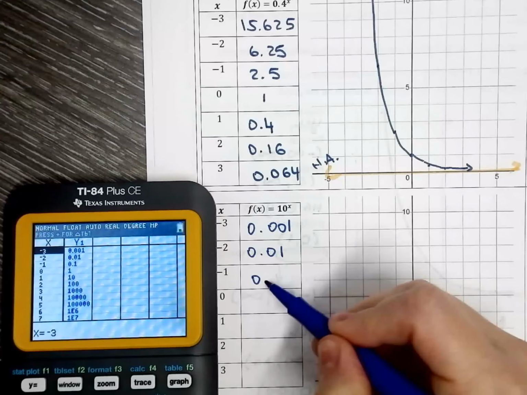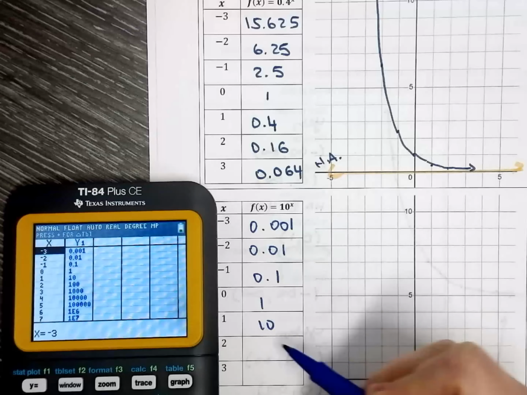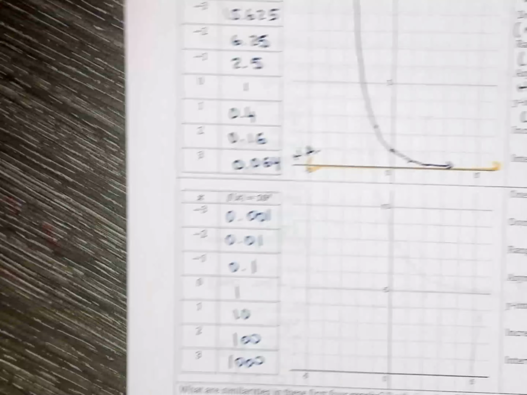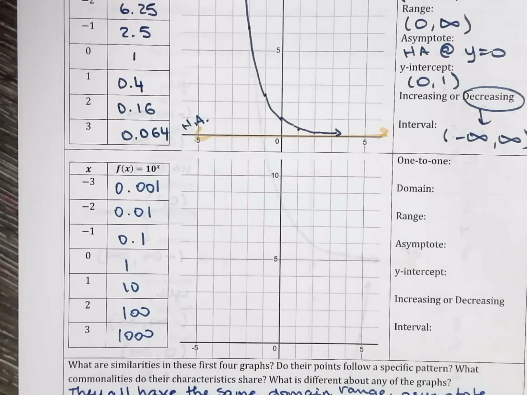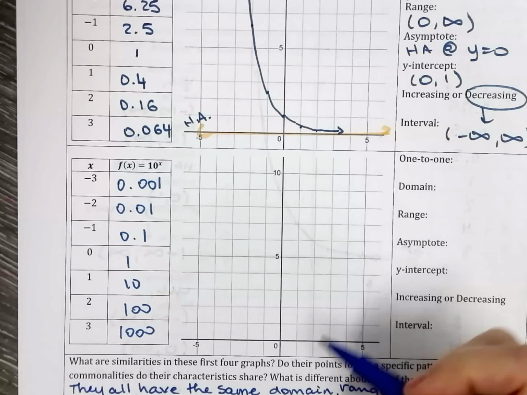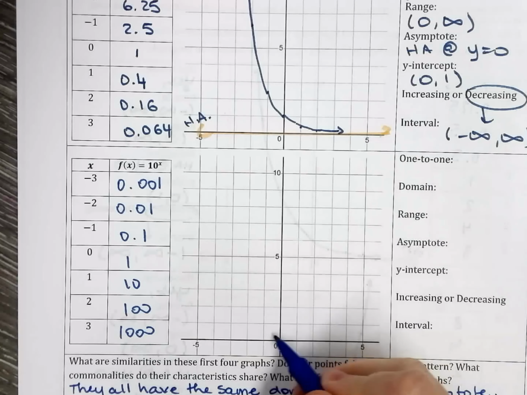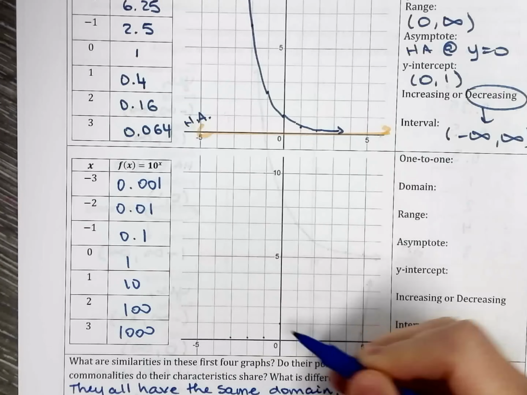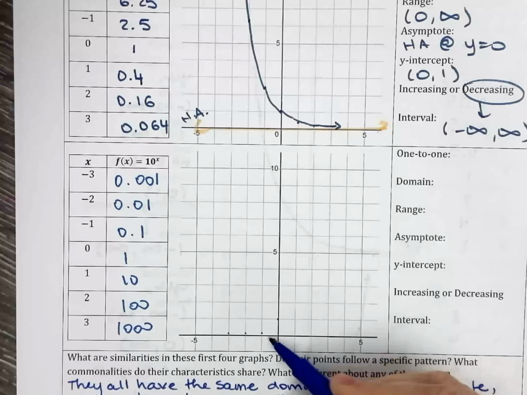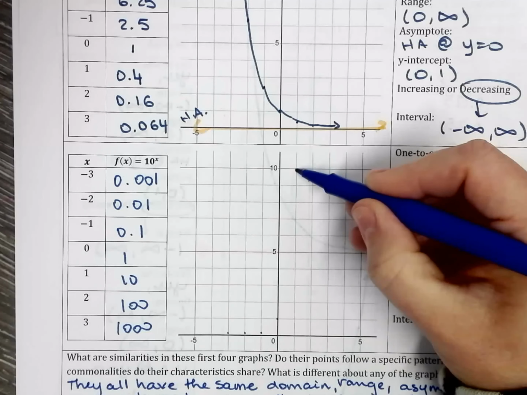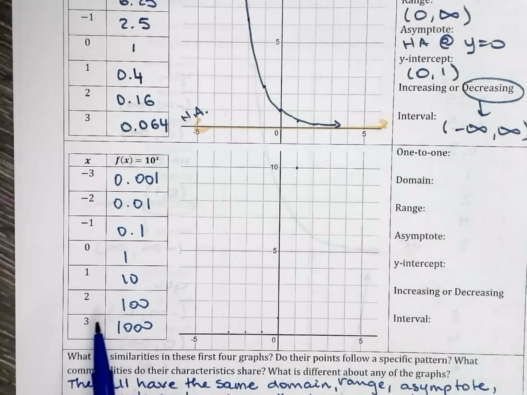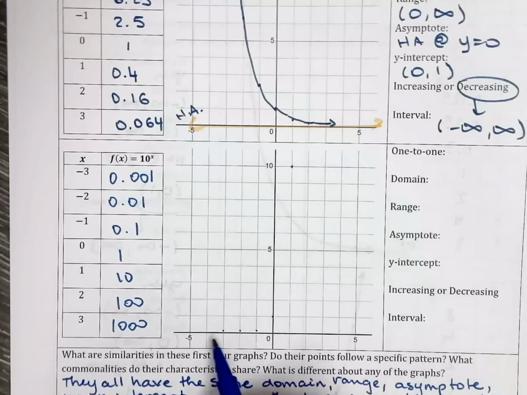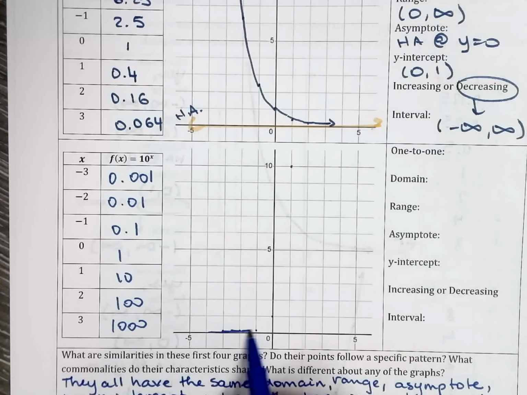0.001, 0.01, 0.1, 1, 10, 100, 1000. All right, plotting these points, they're not so pretty, but we're going to do our best. 0, 1, 1, 10, and we could definitely not plot 2, 100, and 3, 1000, but we get the idea.